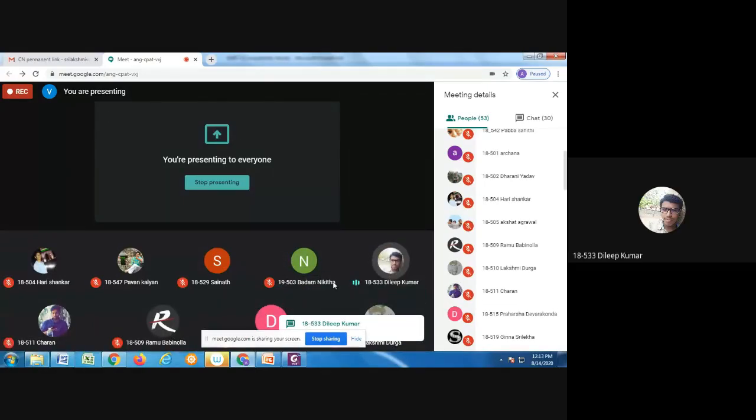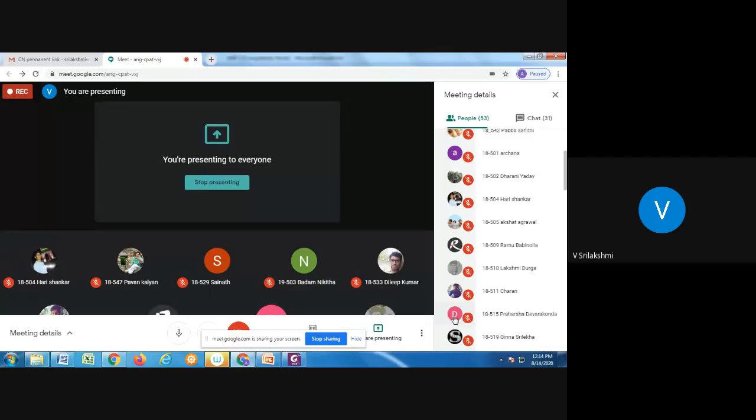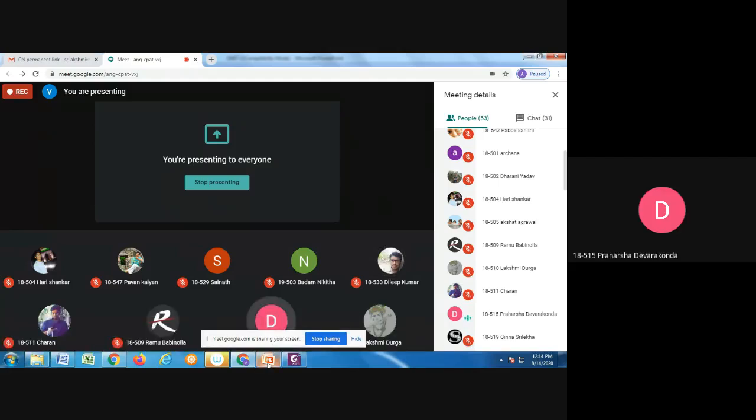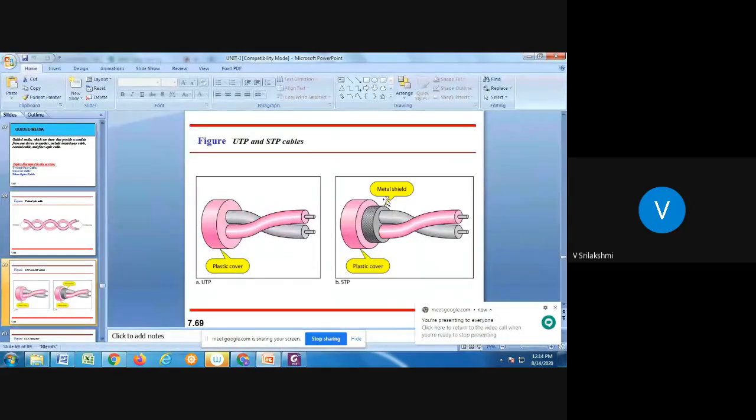What does UTP stand for? UTP stands for unshielded twisted pair, and STP stands for shielded twisted pair. What is the difference between UTP and STP? Just now I told you. Fastness. Along with that, the STP has one more covering, a metallic shield for the twisted pair.